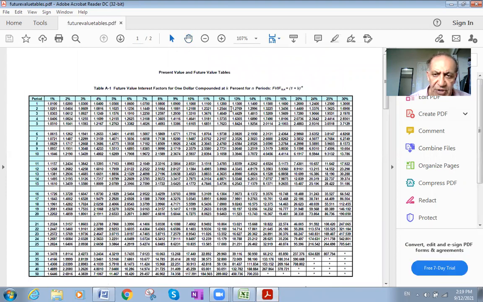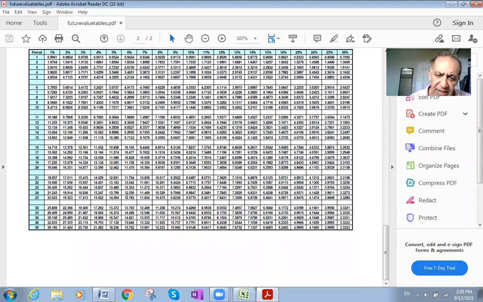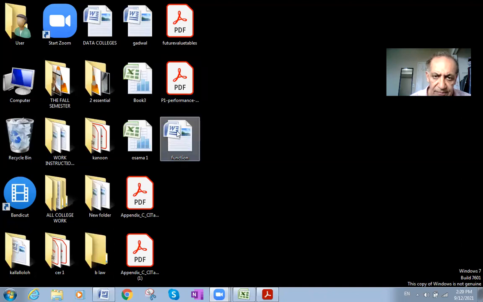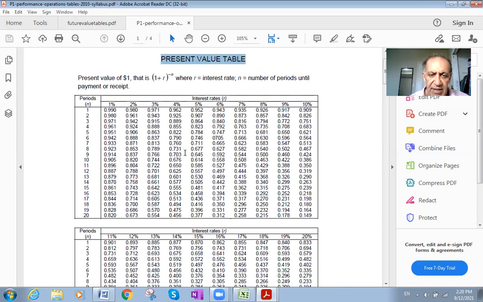So those are the future values of amounts of money, but we need the net present value. It's okay, we can get it as well. No problem. Here it is, the present value table. Like you see here, the present value table.